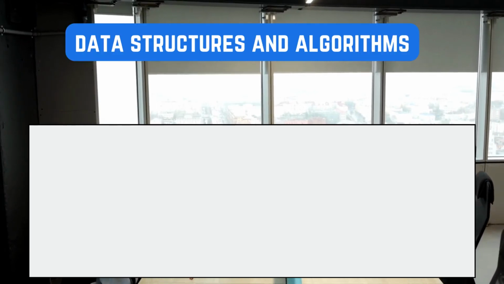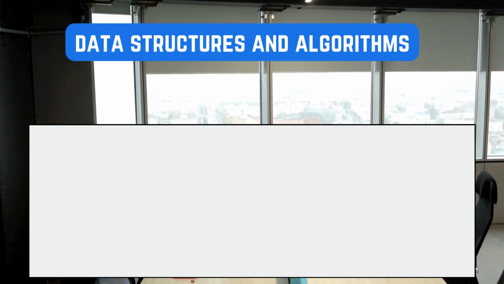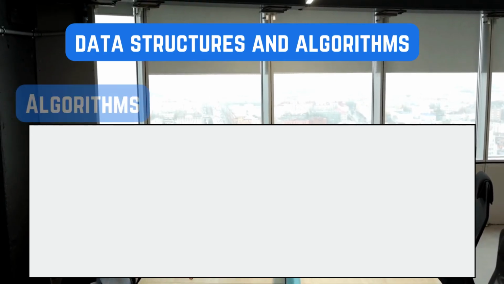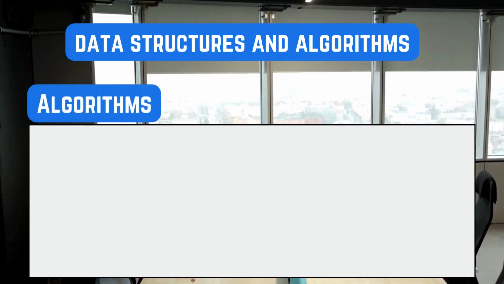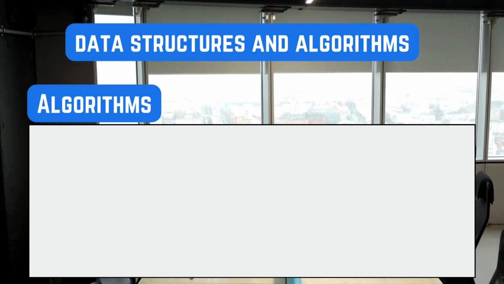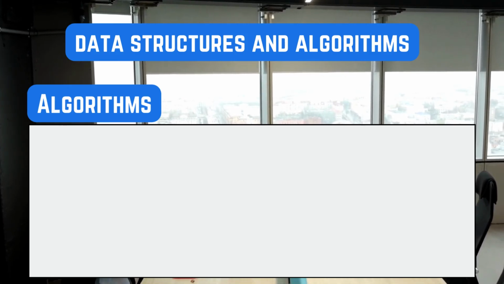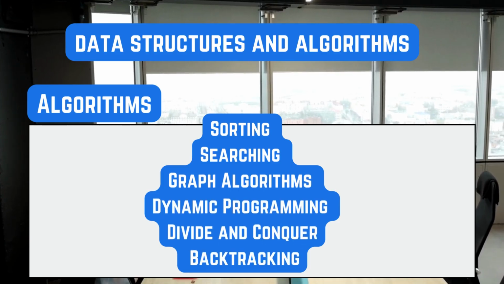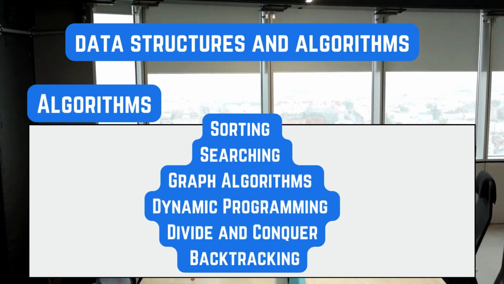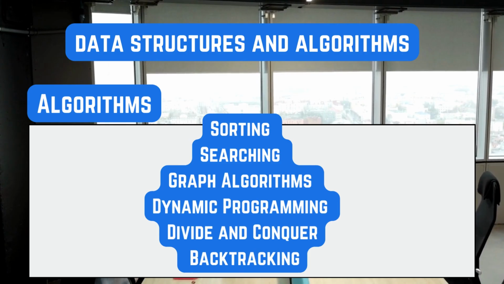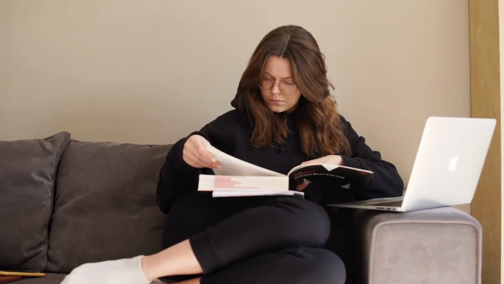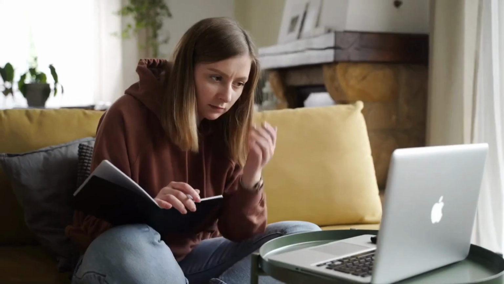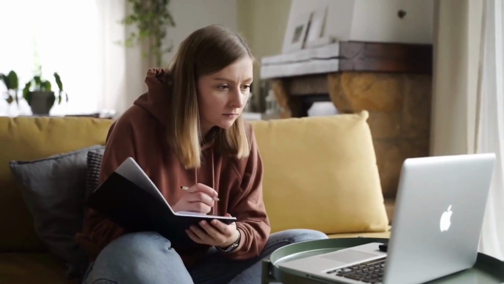In conclusion, DSA is an essential concept in computer science, and algorithms play a crucial role in it. We discussed some of the popular algorithms used in DSA, including sorting, searching, graph algorithms, dynamic programming, divide and conquer, and backtracking. As you continue to learn about DSA, you'll come across many more algorithms that are equally important.